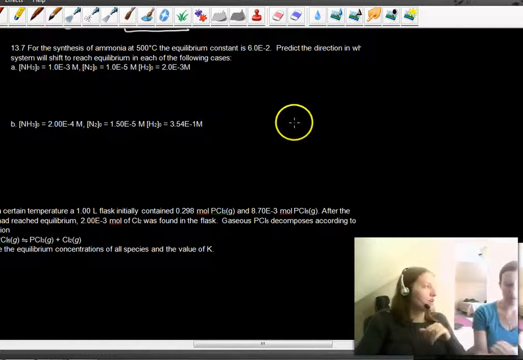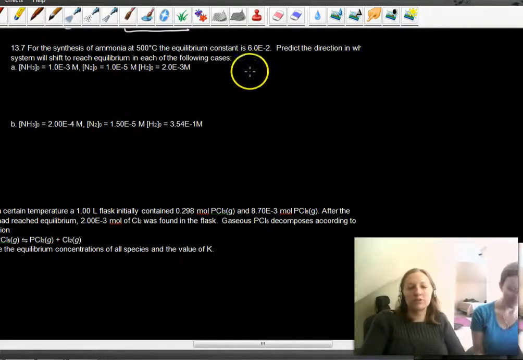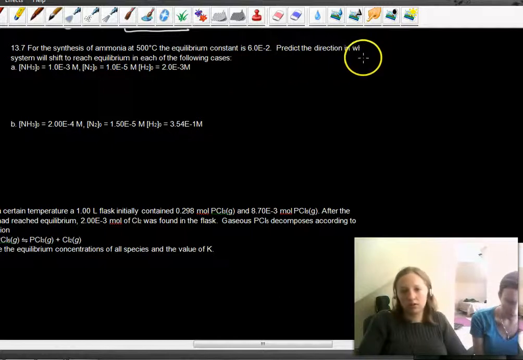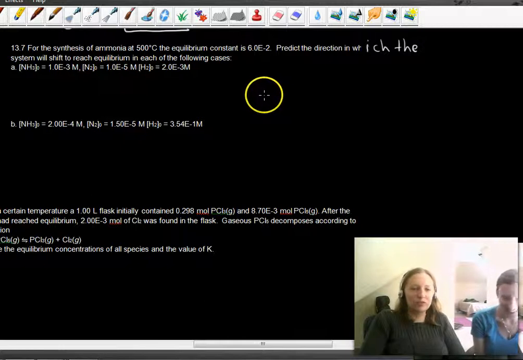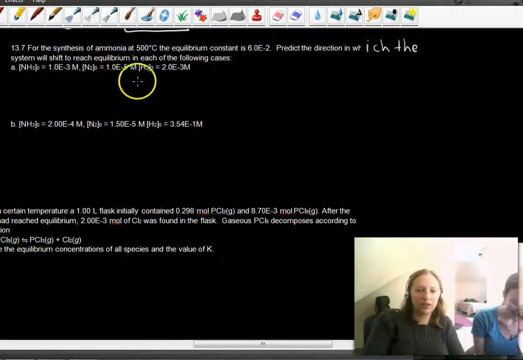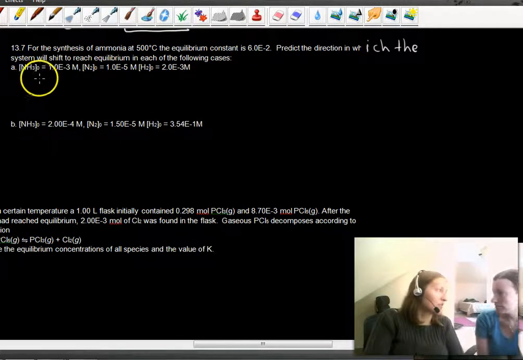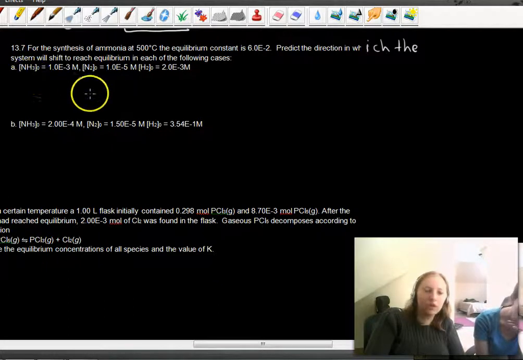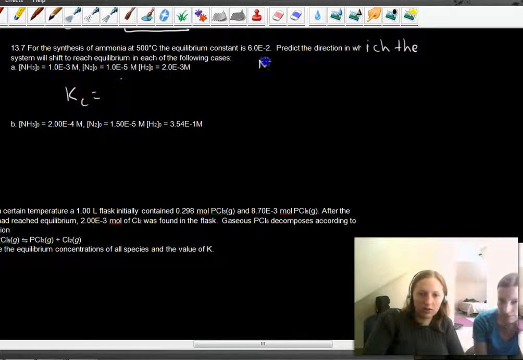For the synthesis of ammonia, the Haber process, at 500 degrees Celsius, the equilibrium constant is 6.0 e to the negative 2. Predict the direction in which the system will shift to reach equilibrium in each of the following cases. All right, so this is basically the same thing, but with real numbers. Oh, boo. So we've got K, and this is this reaction again. Do I have to memorize that reaction? I don't really see how you can avoid memorizing it the number of times that they make you do it.